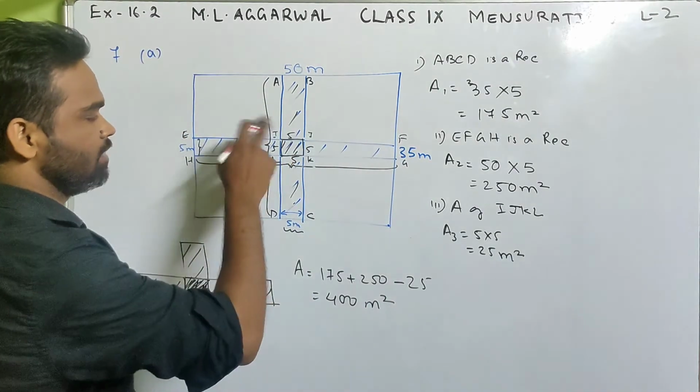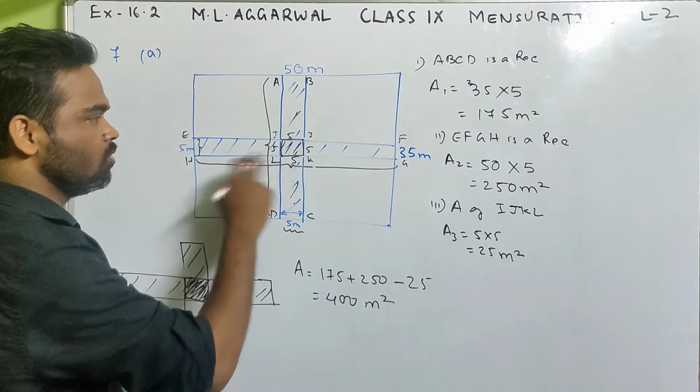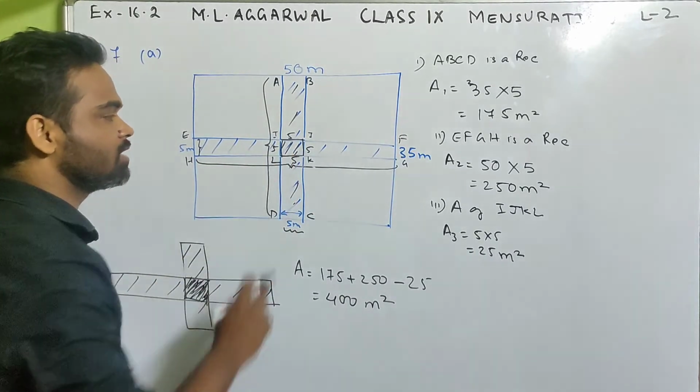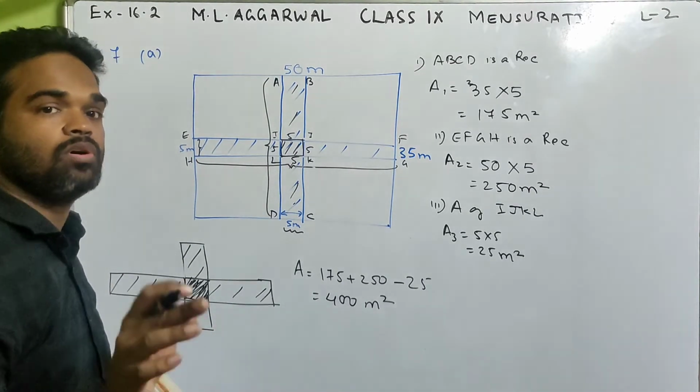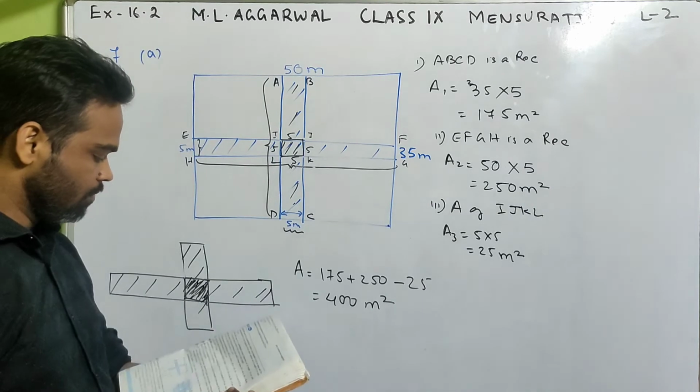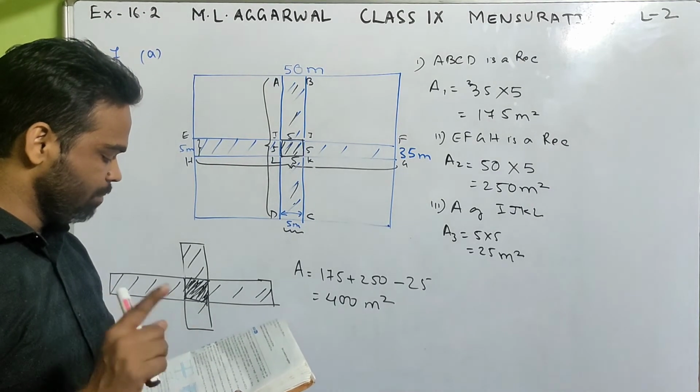Very easy. We divided the entire thing into two rectangles and a square. We got the area of the two rectangles, added them and subtracted the area of the square because it was coming twice. Done? Chalo. We'll do the next one now, 7 part B.